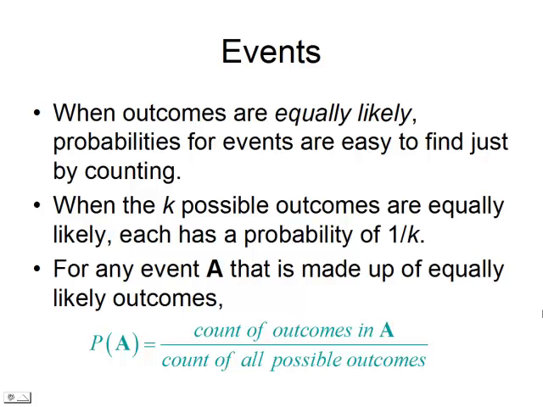When outcomes are equally likely, probabilities for events are easy to find just by counting. When the k possible outcomes are equally likely, each has a probability of 1 over k. For any event A that is made up of equally likely outcomes, the probability of A is equal to the count of outcomes in A divided by the count of all possible outcomes.